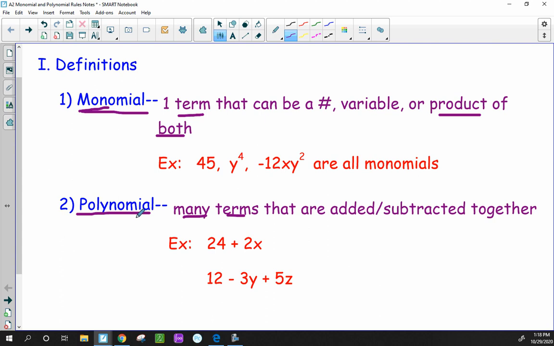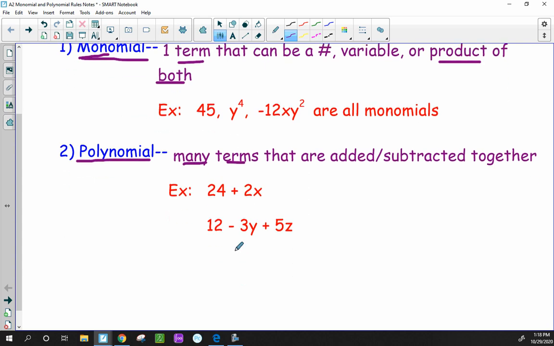And then notice the last one here, 12 minus 3y plus 5z. I have three terms on the board. They're all separated by minus and plus signs. That's an easy way to tell. There are three terms, and so that's why it is classified as a polynomial.